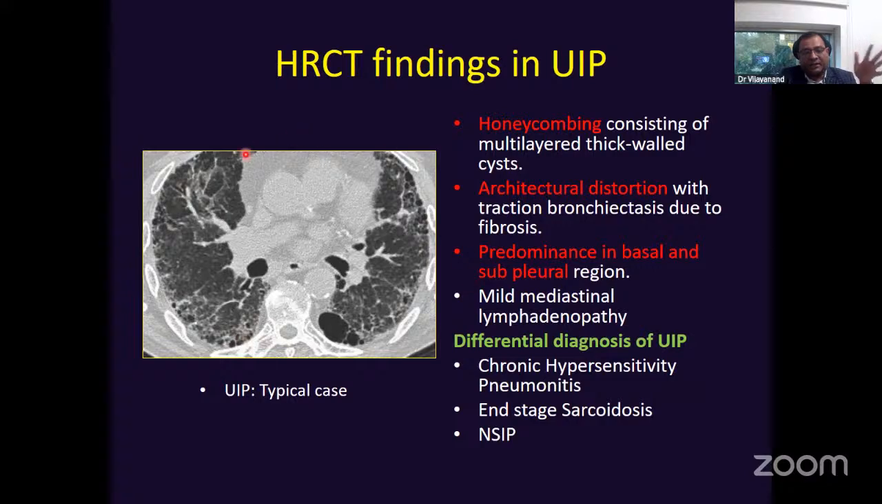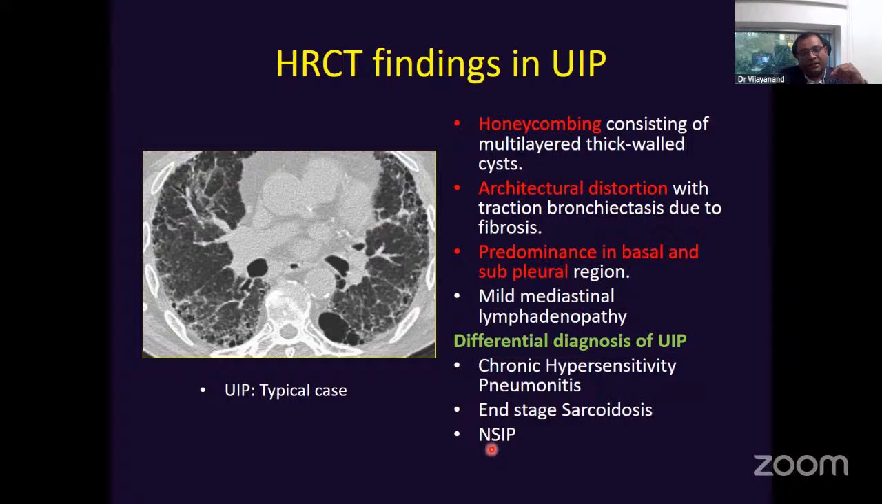There is associated architectural distortion. As you can see, there is loss of normal morphology of the lung parenchyma, predominantly involving the basal and subpleural regions. These patients can also have mild mediastinal lymphadenopathy. The differentials here can be hypersensitivity pneumonitis, which I showed you in an advanced stage of chronic hypersensitivity pneumonitis. End-stage sarcoidosis can also look similar, but most of the time there will be prominent lymph nodes. The lymph nodes will usually be larger in sarcoidosis, and lab investigations will help in ruling that out.